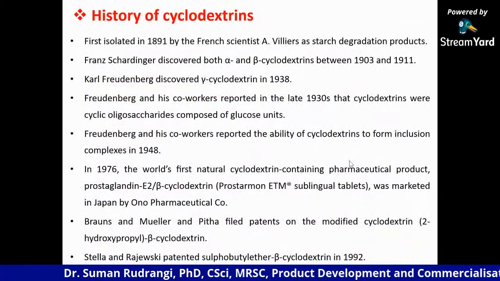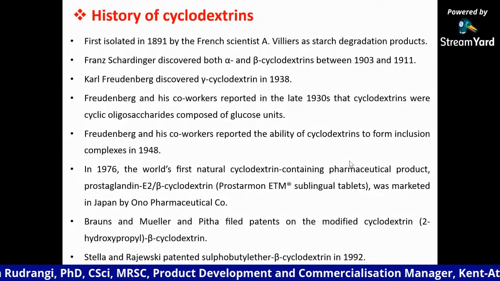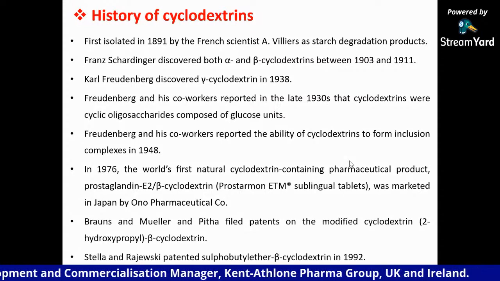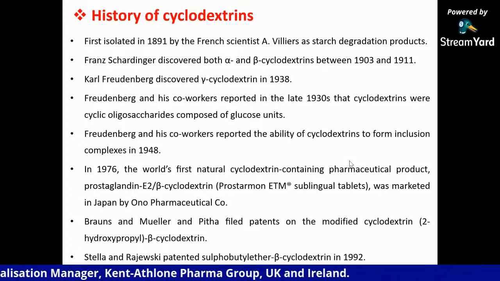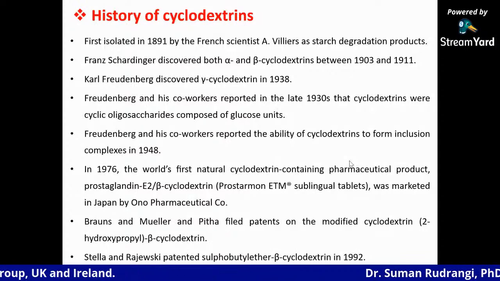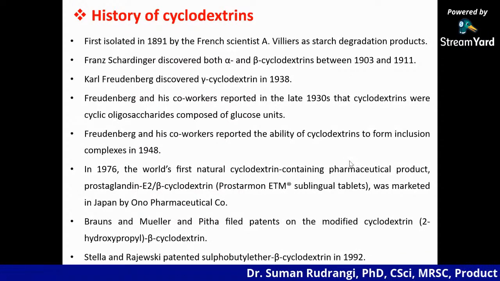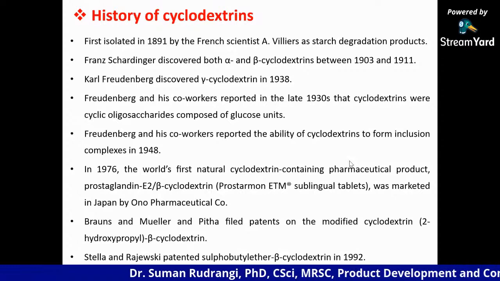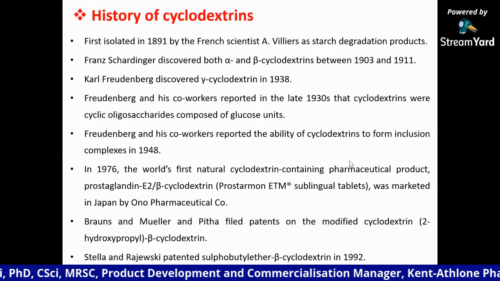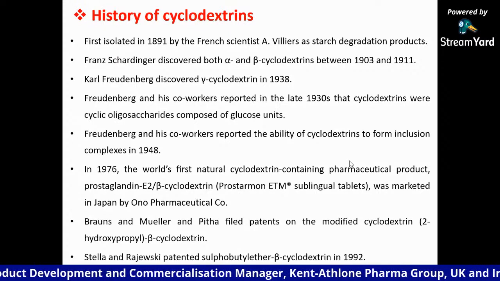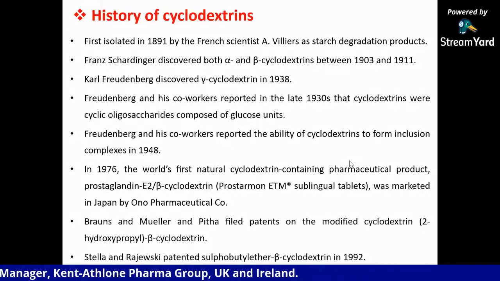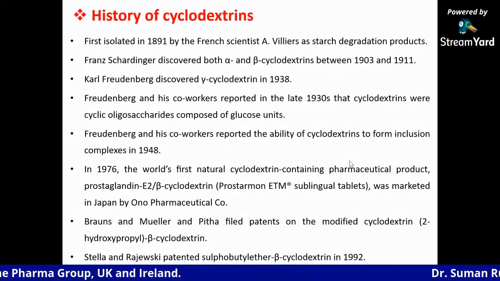Coming to the history of cyclodextrins. Cyclodextrins were first isolated in 1891 by the French scientist A. Villiers as the degradation products of starch. I repeat, degradation products of starch, and they were originally named cellulosins. The foundations of cyclodextrin chemistry were laid by the Austrian microbiologist Franz Schardinger, who discovered both alpha and beta cyclodextrins.